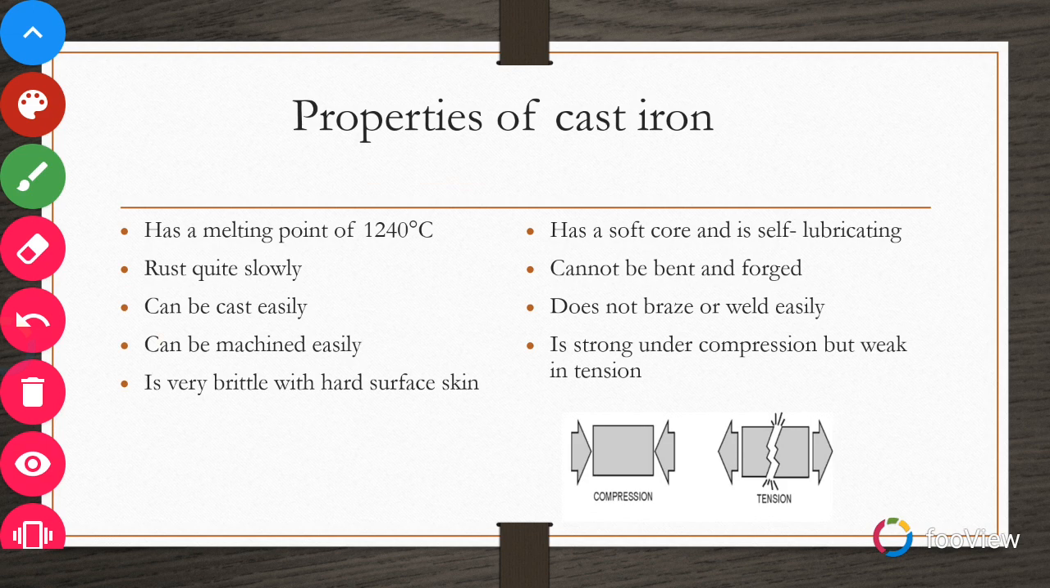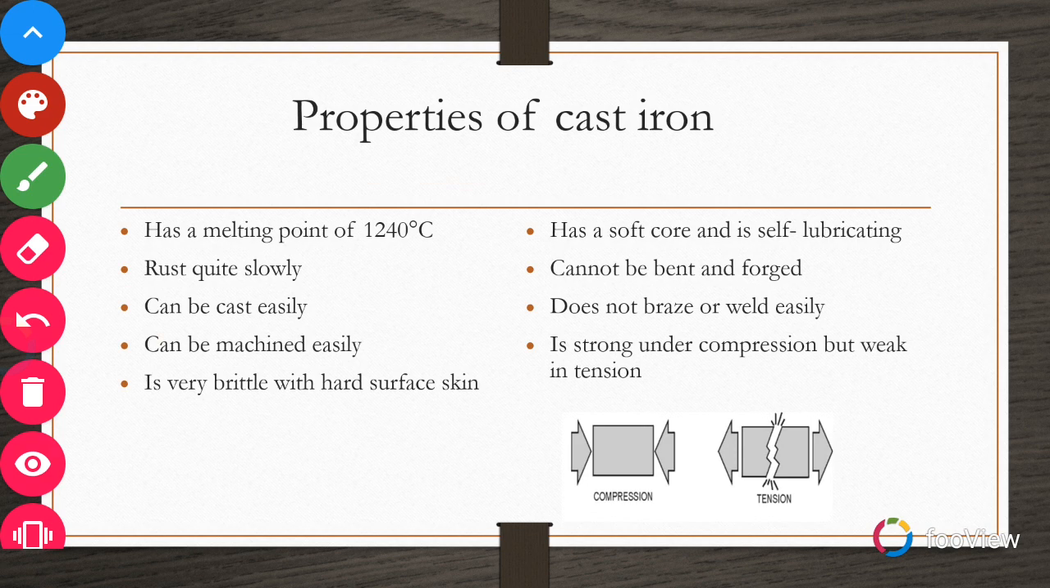Now, this means that from the inside of a cast iron, it is fairly soft, but getting to the outer part, it is very hard. In fact, cast iron is one of the hardest metals you can find around. Another property of cast iron is that it cannot be bent and then forged easily. Also, it does not braze or weld easily. It is strong under compression but weak in tension.